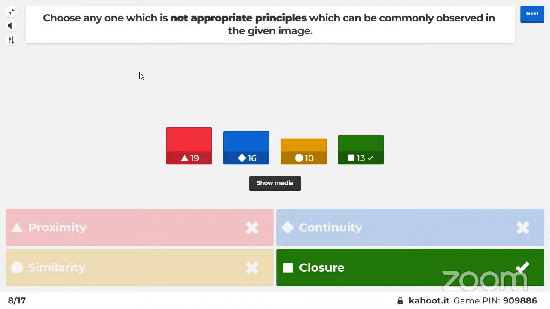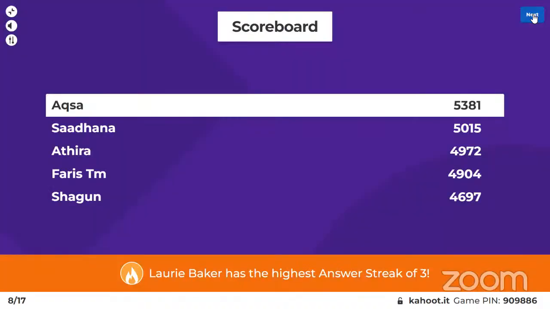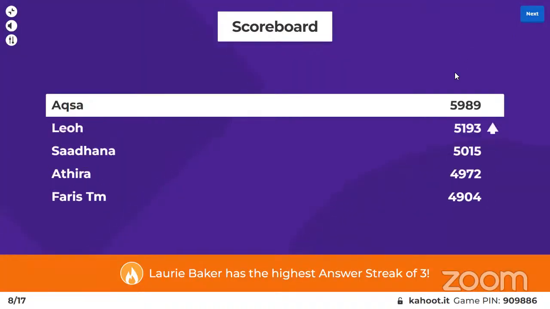So I think 13 of you have got it correctly. There was very little time given. Let's take a look at everybody's position. Aqsa still remains on top. Leo at number 2, then Saadhana, Athira, and Faris.